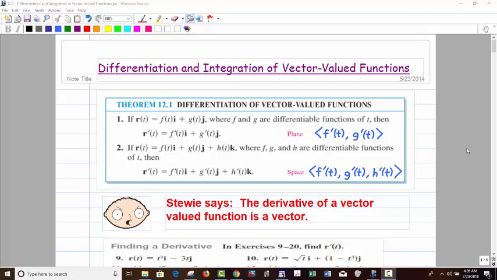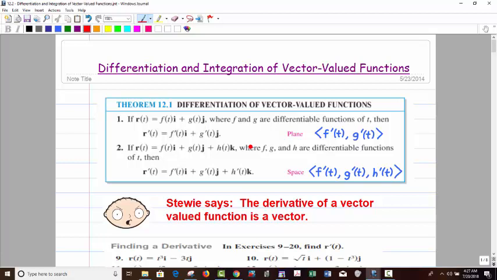Hello, this video is on differentiation and integration of vector valued functions. So this has both formulas for r of t, the vector valued functions for both plane and space. Obviously the only difference is that space has that third component h of t that goes with k. And to find the derivative, we take the derivative of each component of your vector valued function.